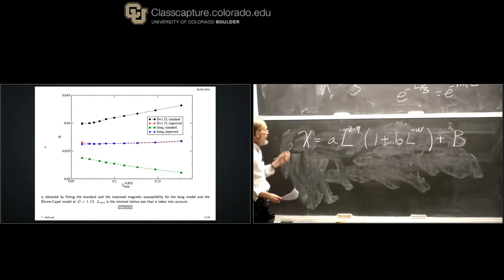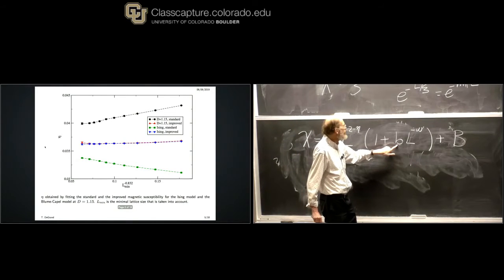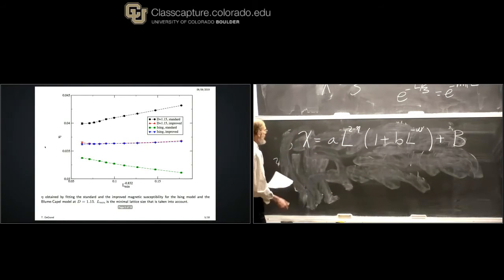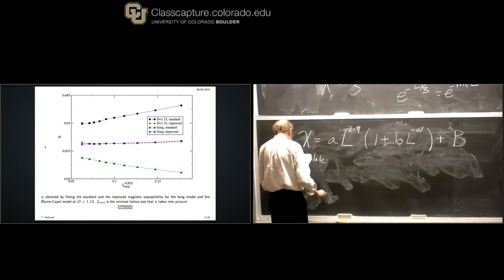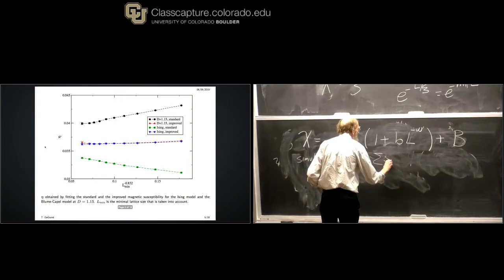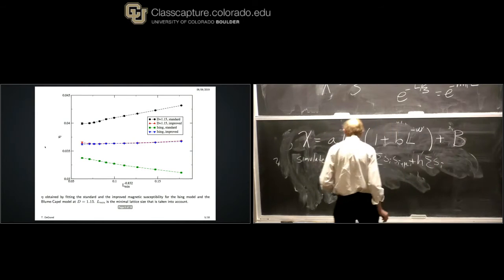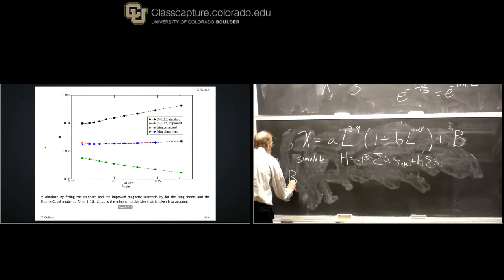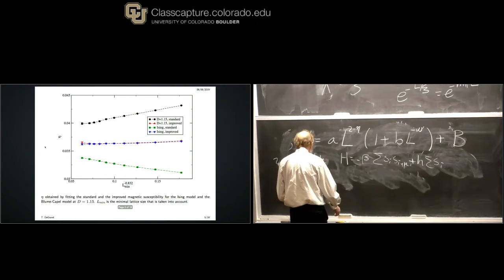Okay. Well, it turns out that the exponents are universal, but the coefficient right here is not universal. And so what he did in order to do the problem, it's very clever, he simulated not just the Ising model, H is minus beta sum s_i s_j plus mu plus H sum s_i. He also simulated something called the Blume-Capel model, which is kind of a dilute Ising model.